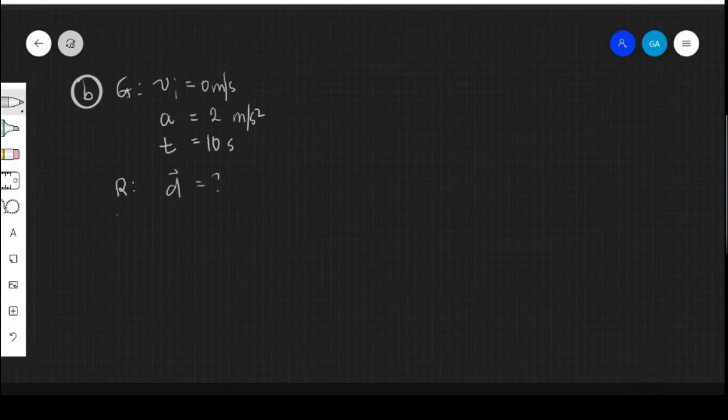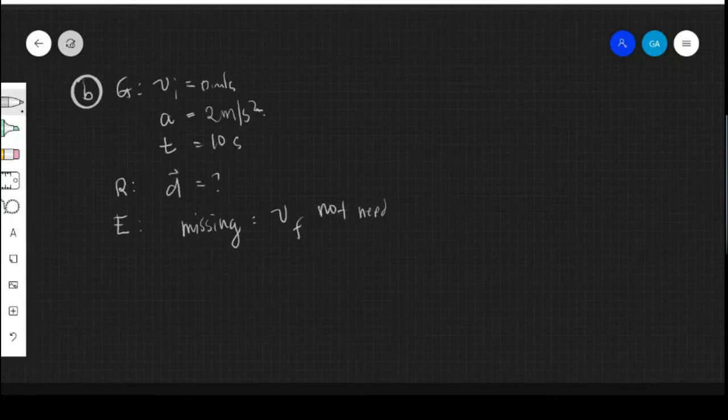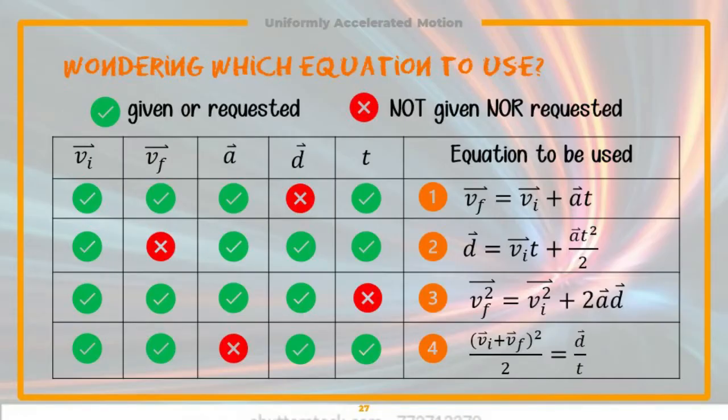Okay? Ngayon, what will be the equation that you will be using? So from our given and required to find, there is one variable that is missing. So ang missing natin dito ay yung ating final velocity. We do not need the final velocity anymore, and hindi natin pwedeng gamitin yung final velocity na kinuha natin sa letter A because this one is for 10 seconds. So VF is not needed this time. Alright? So, ang equation natin na hindi kailangan ng VF is equation number 2.